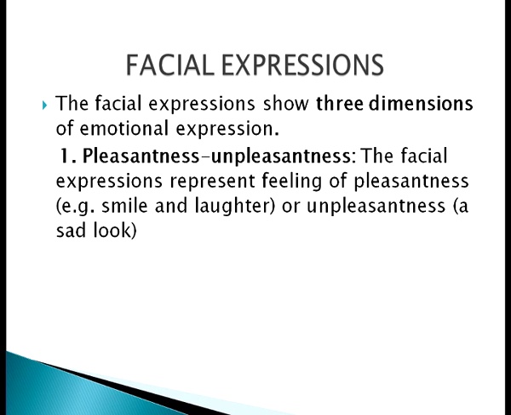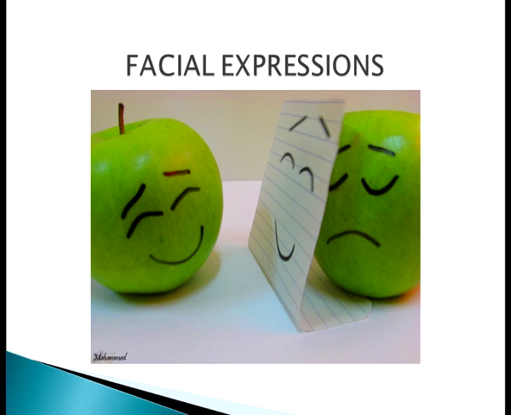When we talk about facial expressions, we must know that facial expressions show three dimensions. We will discuss these three dimensions one by one. The first dimension of facial expressions is pleasantness and unpleasantness. That is, the facial expressions represent feelings of pleasantness and unpleasantness. Example, smile and laughter, or unpleasantness. As you can see in this picture, the facial expressions are depicting two states of emotion. One is of pleasantness or happiness and another is of sadness.